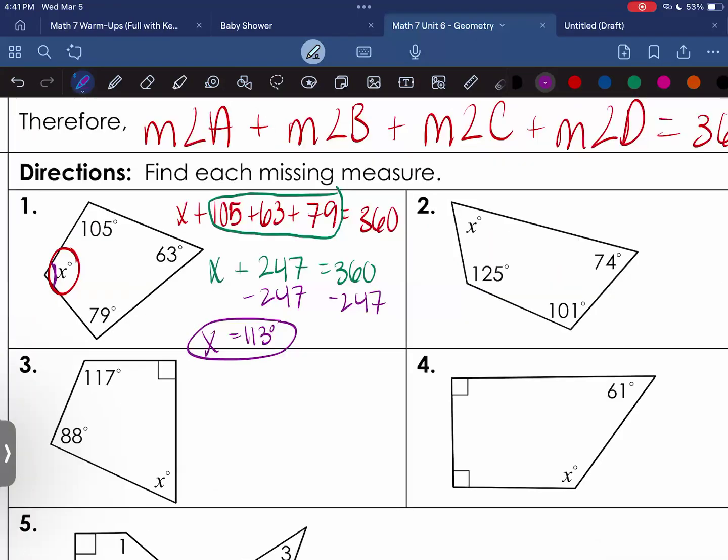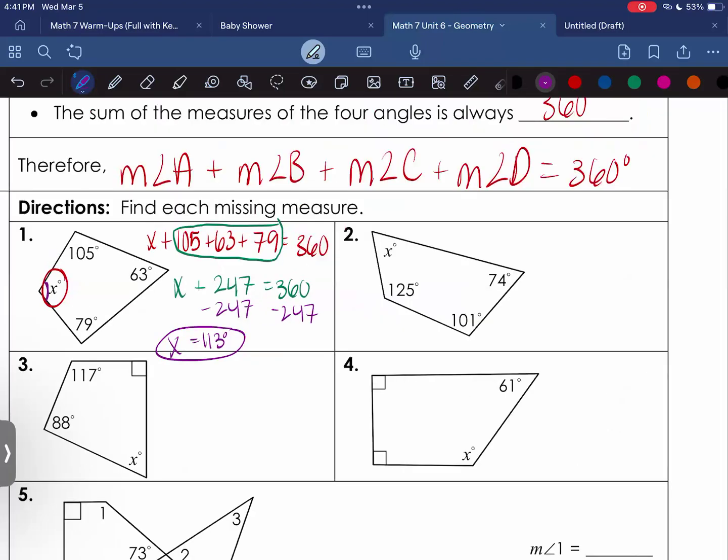All right, you should have paused here and tried number 2 on your own. You should have gotten that x equals 60. If you did not get x equals 60, then you need to raise your hand and ask for help to figure out where you went wrong. Go ahead and pause the video again and try number 4 on your own. So pause here.